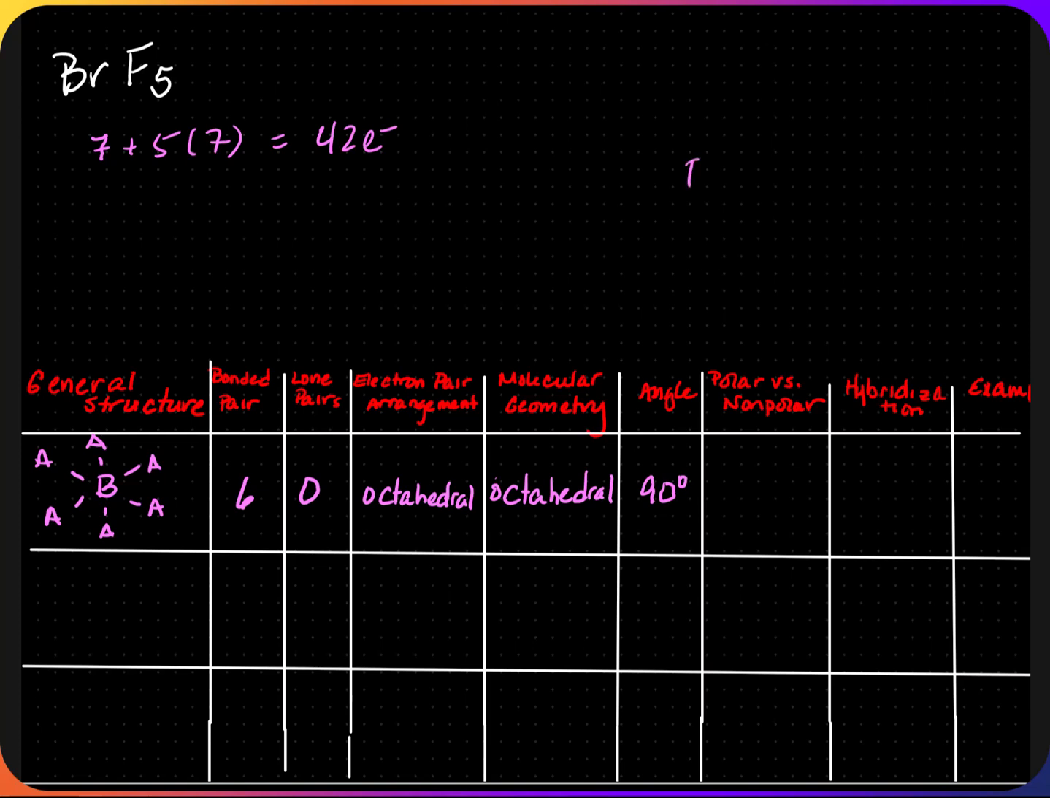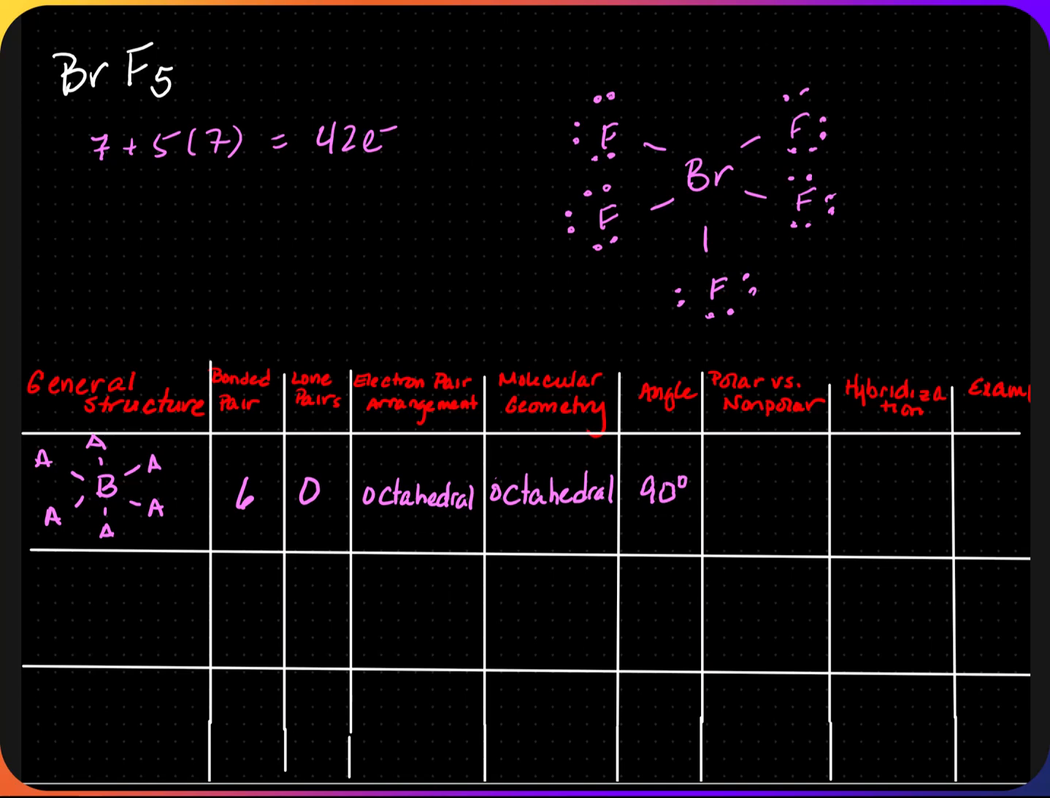Central atom has to be Br because it's the least electronegative. And then we're going to have 5 fluorines on the outside. Since each of the fluorines has a single bond, they have 2 electrons, so I need 6 more. My central atom bromine has 5 bonds or 10 electrons, and it could exceed the octet rule because it's in between periods 3 and 7.